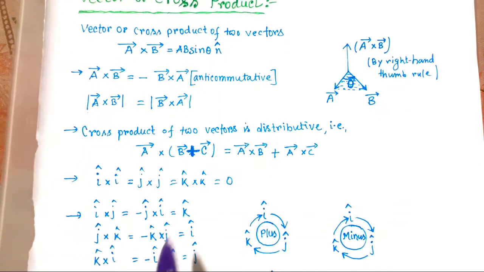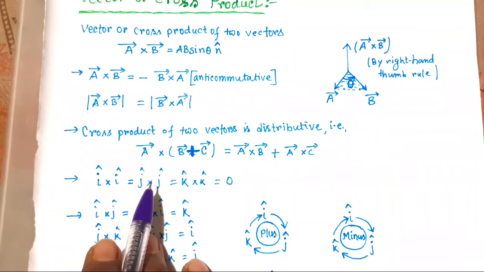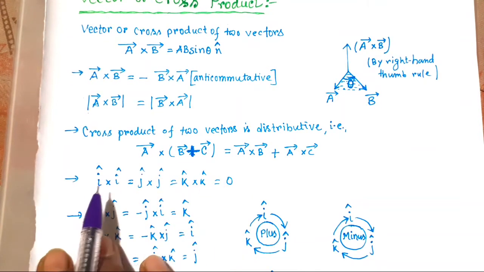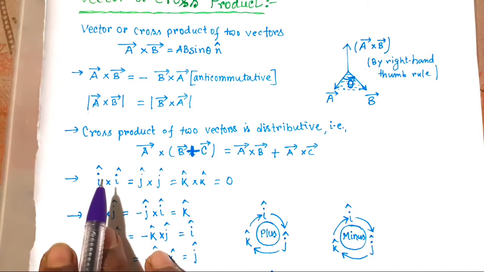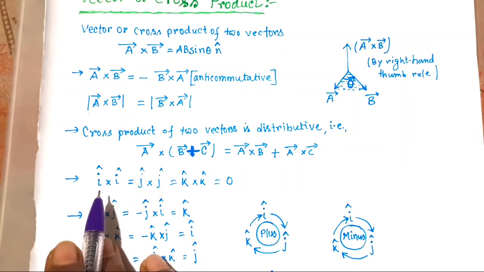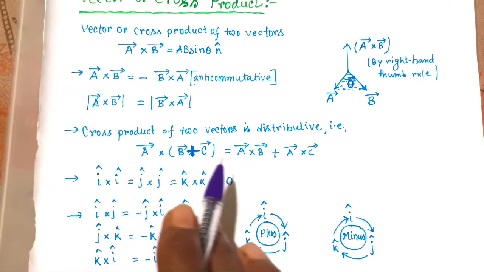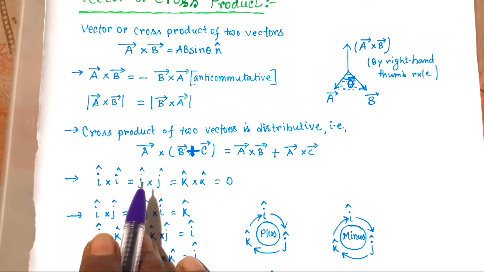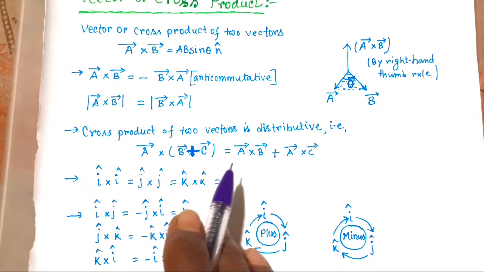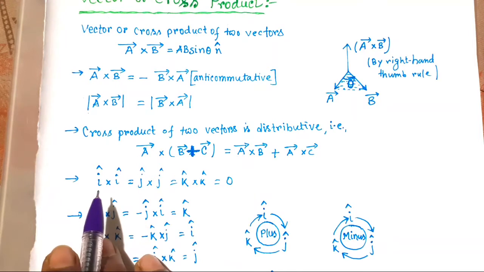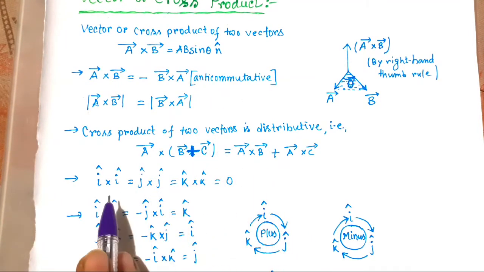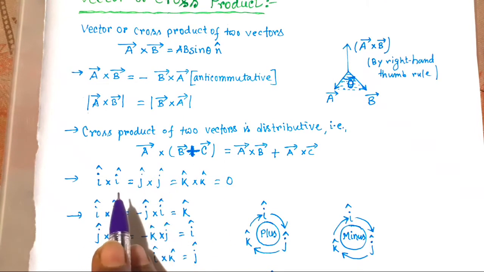Now i cross i equals j cross j equals k cross k equals 0. That is for all the unit vectors i cap, j cap and k cap. They are parallel vectors. So i cap cross i cap equals 0, j cap cross j cap, k cap cross k cap, all will be 0 because the angle between them is 0 and we know that sine 0 equals 0. So they are parallel vectors, so their cross product will be 0.